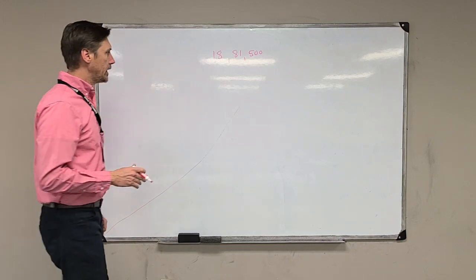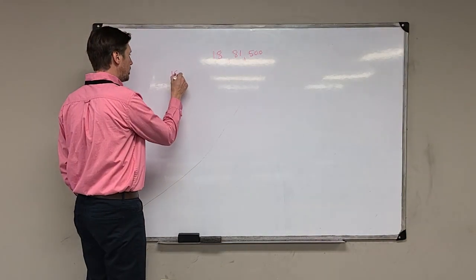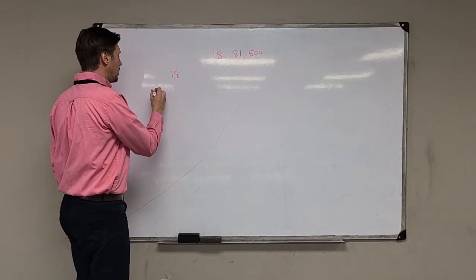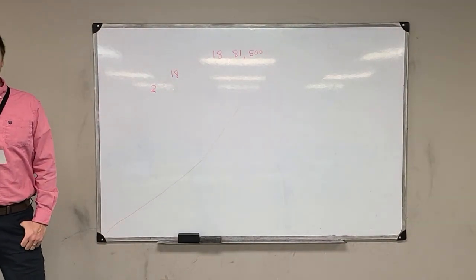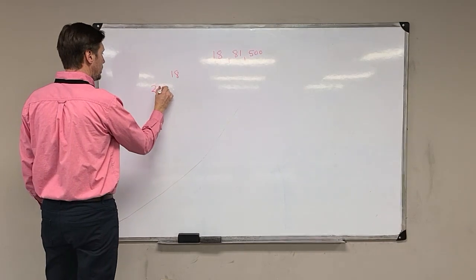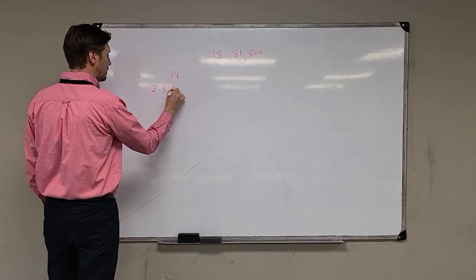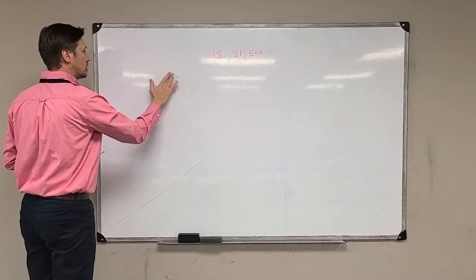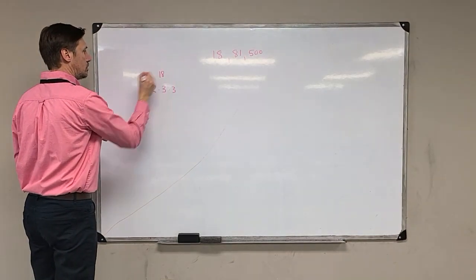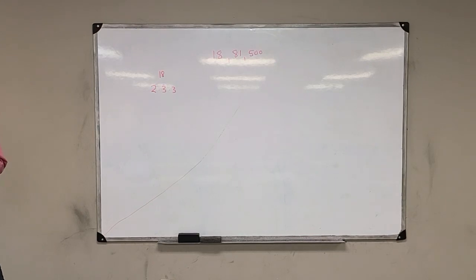So in the case of 18, we know 18 is divisible by 2, right? 2 times 9 is 18. And then 9 you can break down into 3 times 3. So that would be 18 broken down into its prime factors. Everybody understand that? Makes sense?